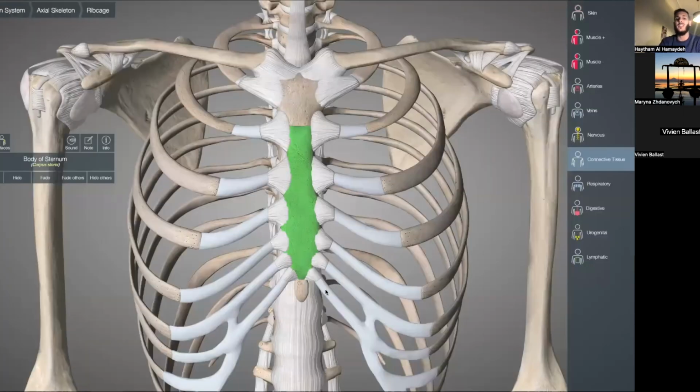And then finally, the xiphoid process, which articulates with half of 7.